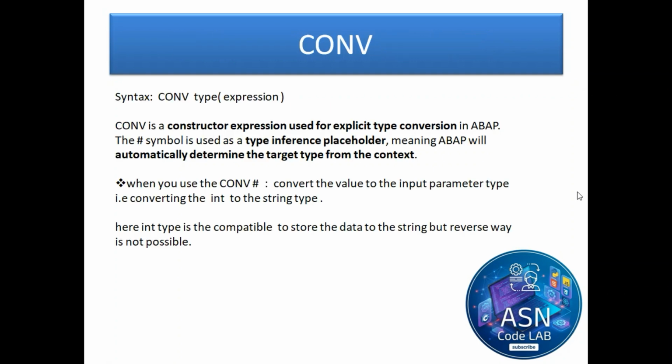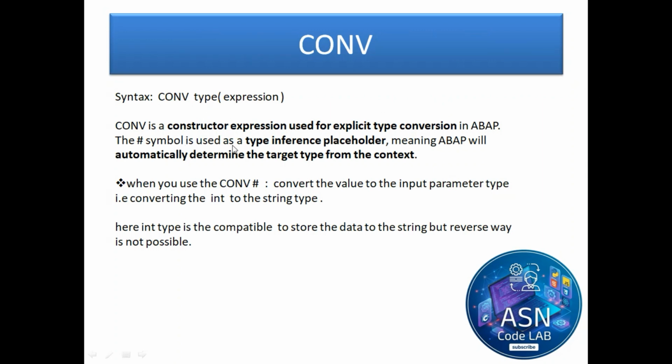So coming to our first syntax, the CONV type expression. What is this CONV? It's a constructor expression used for explicit type conversion in ABAP. We generally use CONV hash and the expression, or CONV, the data type, and the expression. Hash is used when the data type is known. Otherwise, you need to explicitly mention the type here.